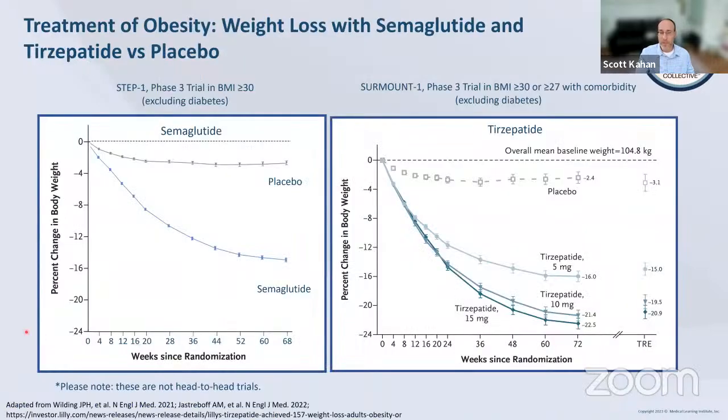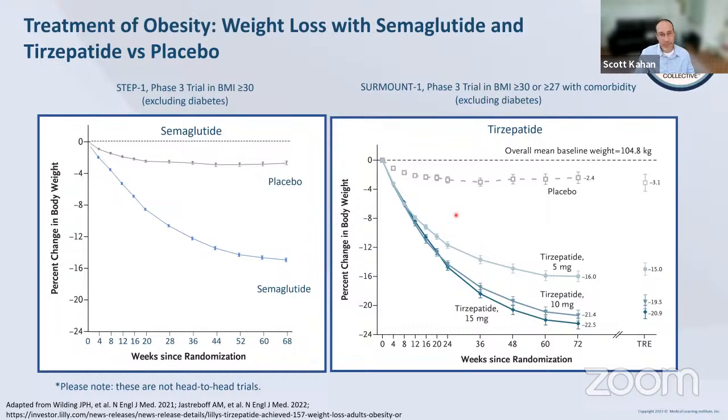Here's just another way of looking at that data. So when we look across a year in patients taking semaglutide, again, very nice weight loss in the range of 15% or so at a year compared to almost no weight loss with placebo. And with tirzepatide, even more. At the mid and high doses, we're getting 20% weight loss at around a year compared to next to nothing for placebo. Now, this is in people with obesity, but not diabetes.